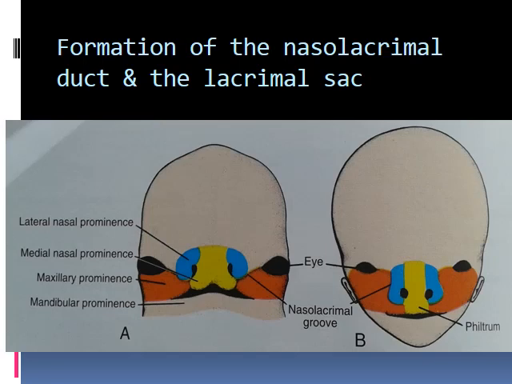It is at the junction of the maxillary process laterally and the lateral nasal process and part of the frontonasal process medially.